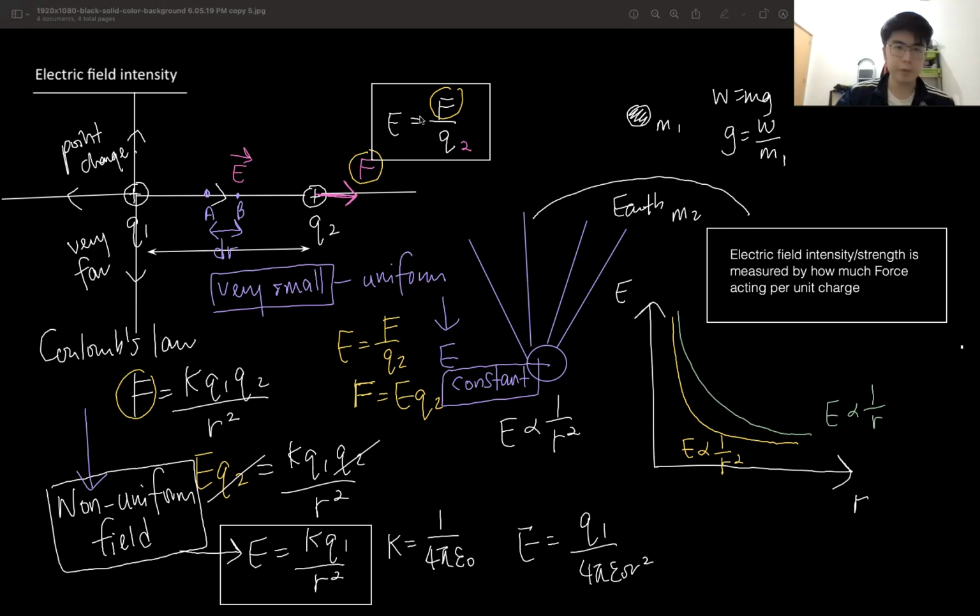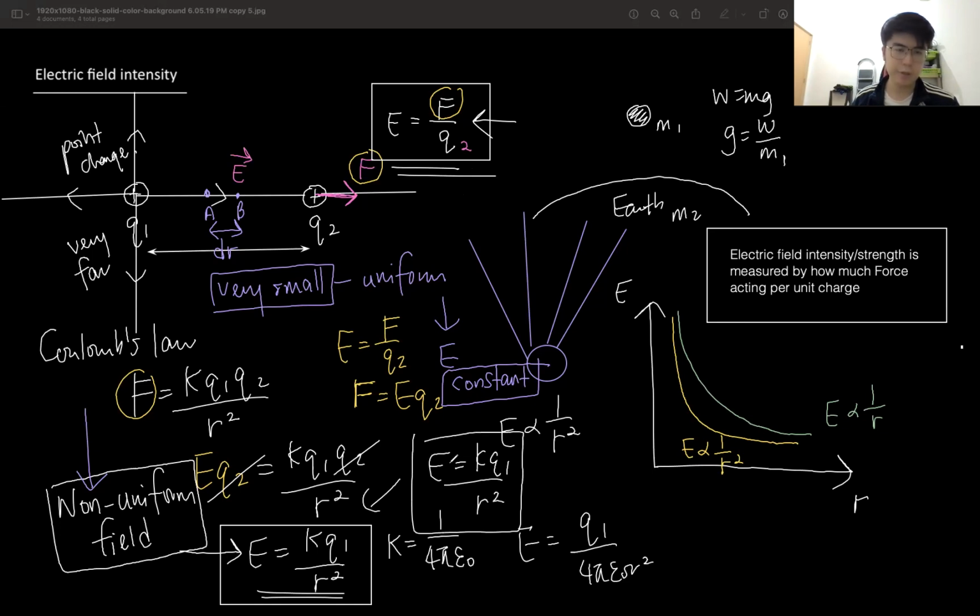Okay, now you want to remember again, before I raise this, you want to remember all these formulas. They apply for point charges, okay? Especially this one down here, E equals KQ over R squared. This applies for point charges.